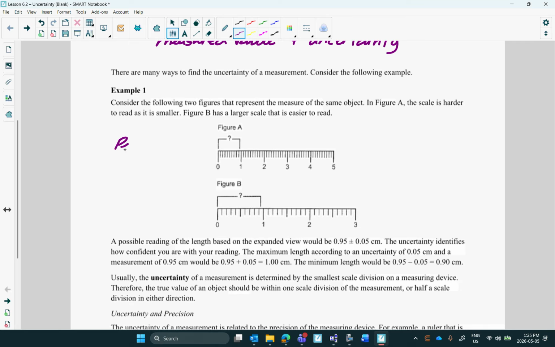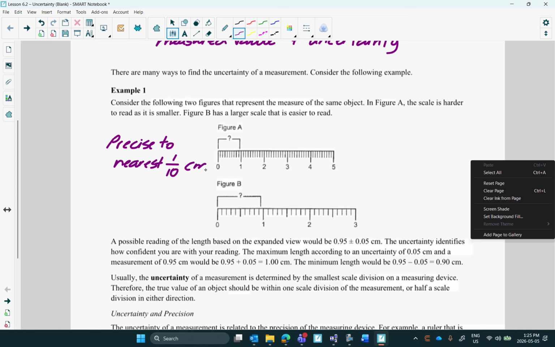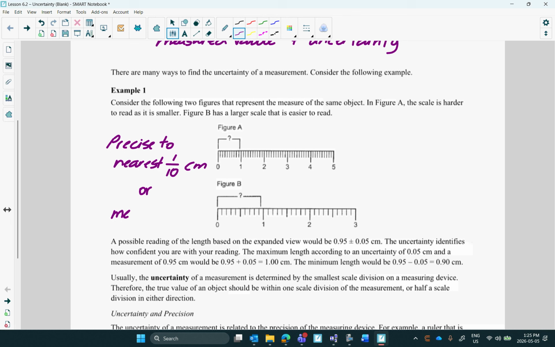So we could say that this is precise, and this is from the previous lesson, this is precise to the nearest 10th of a centimeter, or each of those little notches also represents a millimeter. So that's the precision of these rulers that we see here.